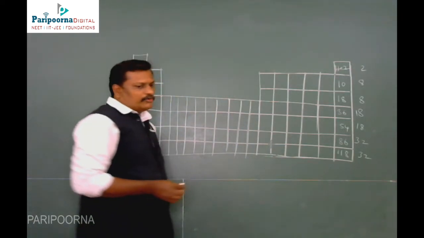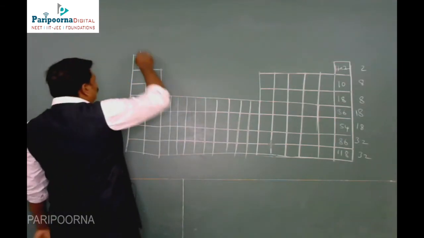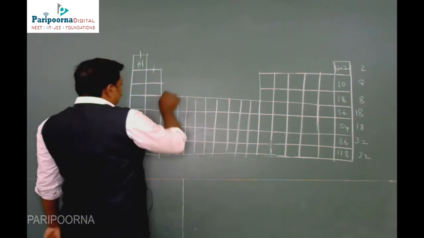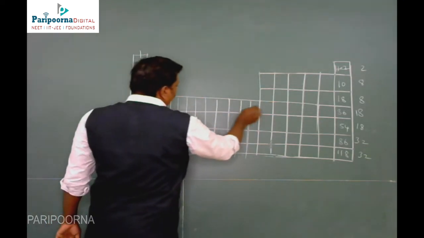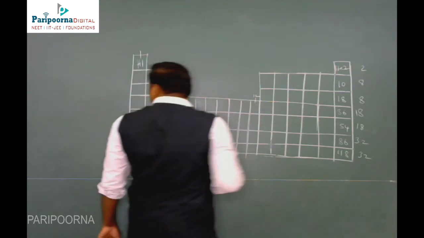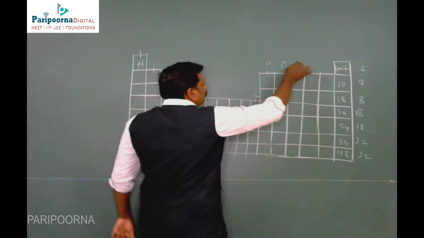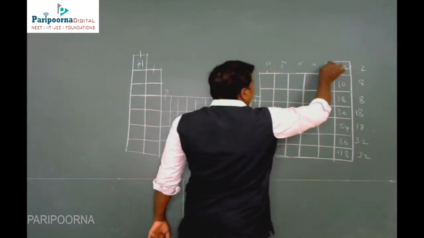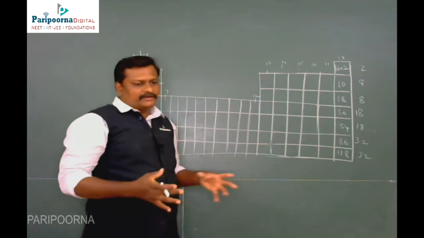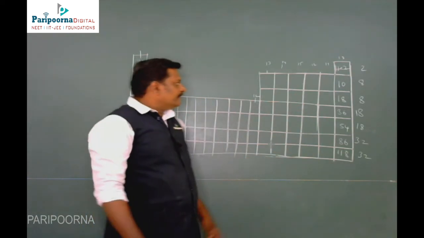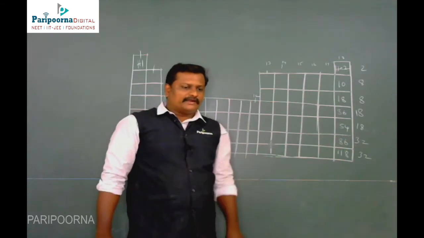You know how many groups there are in the periodic table? There are 18 groups. Here there will be the first group, here the second group, here 3, 4, 5, 6, 7, 8, 9, 10, 11, 12. Here there will be the 12th group. Here 13, 14, 15, 16, 17, 18. So in the 18th group, the last group, the elements' atomic numbers we have identified. From this last group element atomic number, you have to find the first group element atomic number.